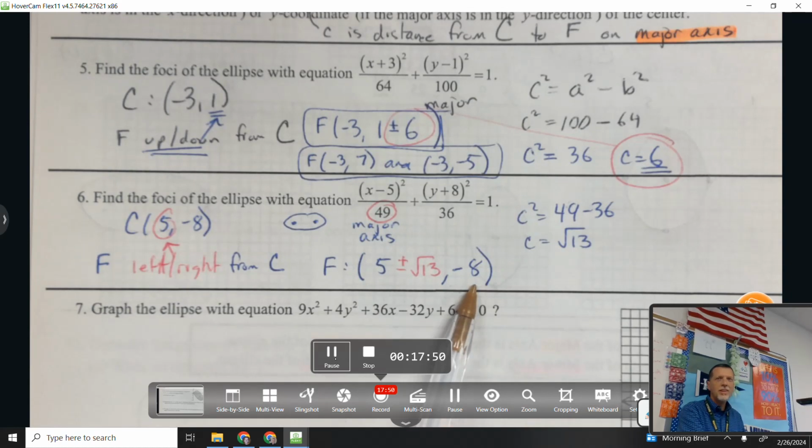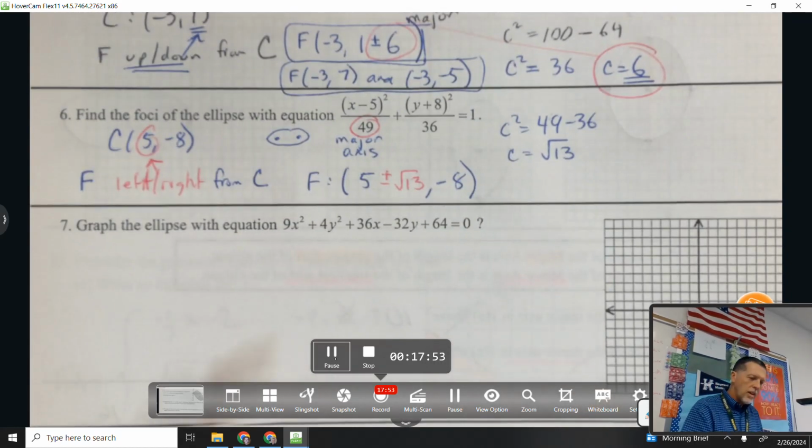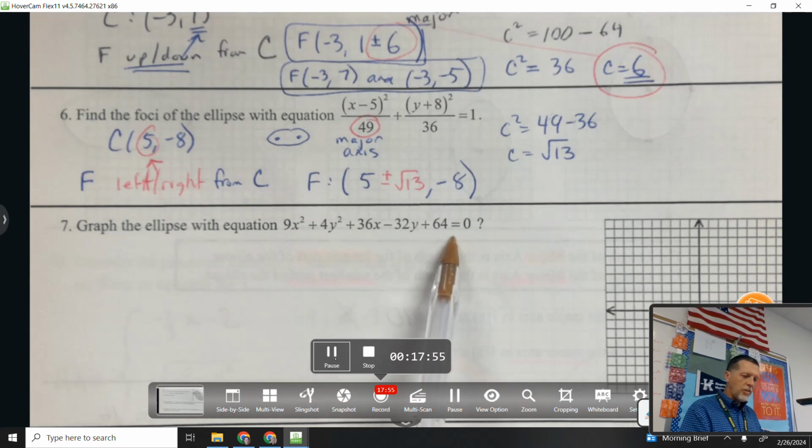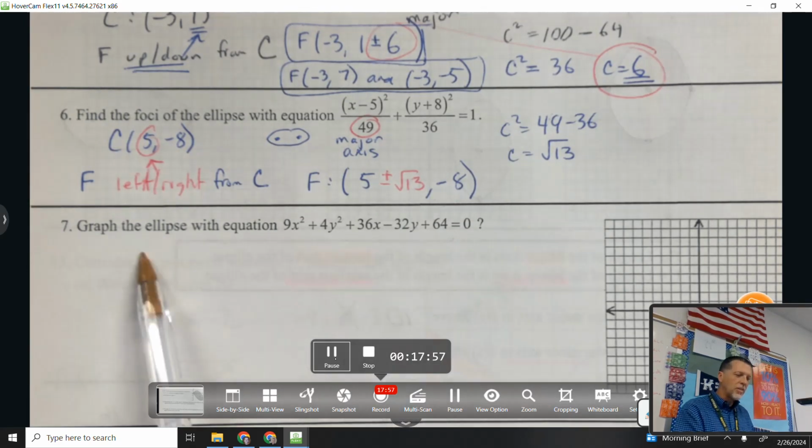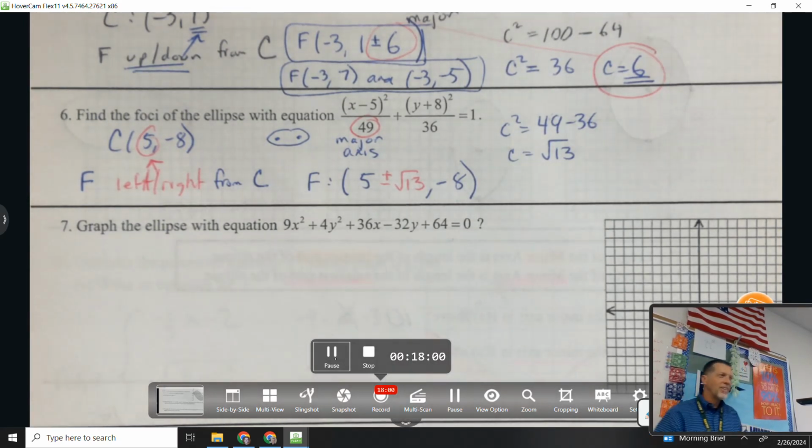Questions? Are good? Graph the ellipse with that equation. That doesn't look like an ellipse. An ellipse? That's your fault. The eclipse thing.